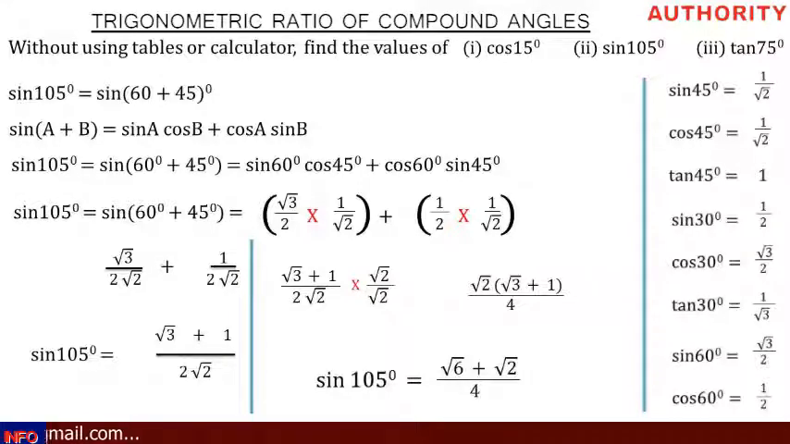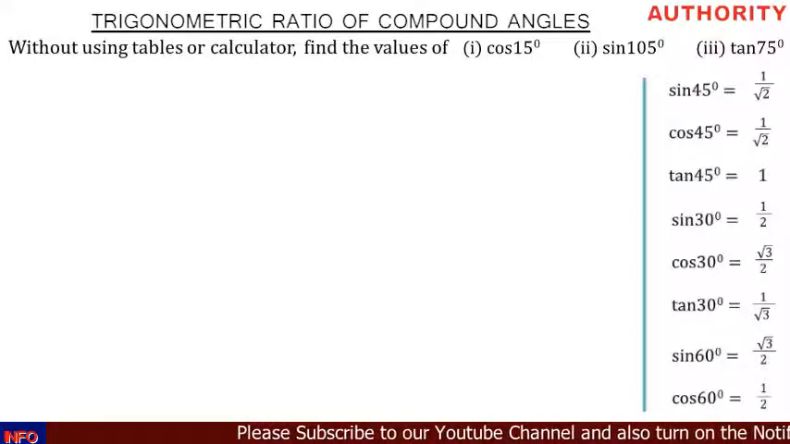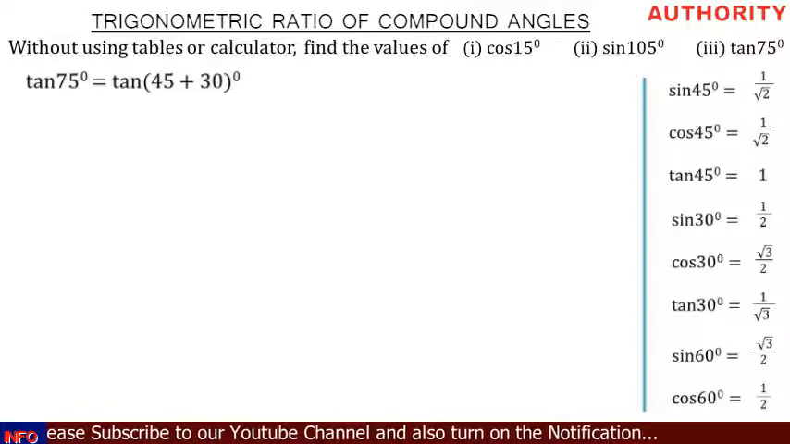Let's take the last one. Please pay attention to this. It's very, very important. Now let's go. We have tan 75 degrees. What can we say about this 75 degrees? What can we do to obtain 75 degrees from our special angles? We can simply say 45 degrees plus 30 degrees. 45 degrees plus 30 degrees is going to give us 75 degrees.